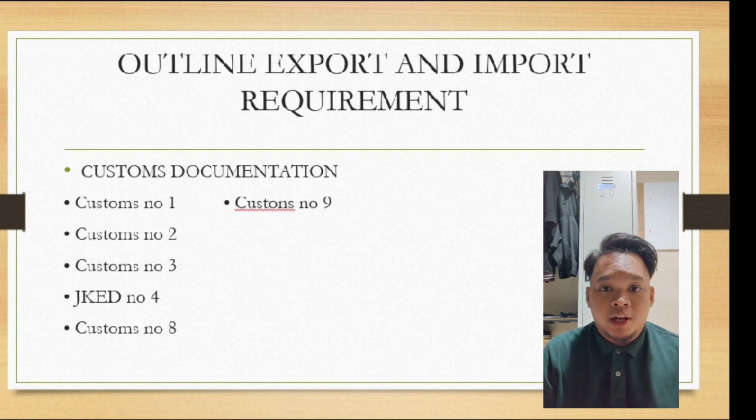The export declaration is required each time goods are exported to a country outside the EU, and the document is used by the customs authority to control export. Customs number 3 is the permit to transport duty-paid goods within the federation.